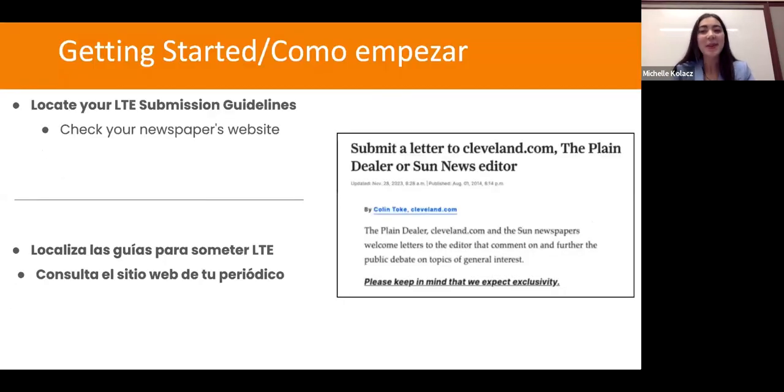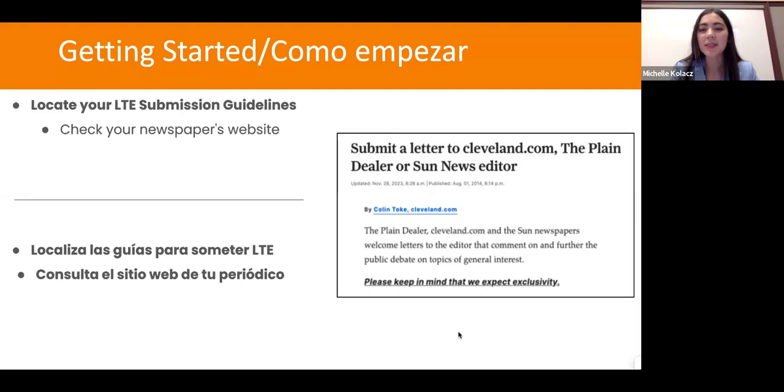All right, now that we are all on the same page, if you want to get started, the first thing that you always want to do is locate your newspaper's LTE submission guidelines. You want to make sure that they do in fact accept LTEs before you go through all the effort of writing one. And they all are slightly different and have a few different nuances for submission or requirements. And so it's good to just have an understanding of that before you dive into the process.